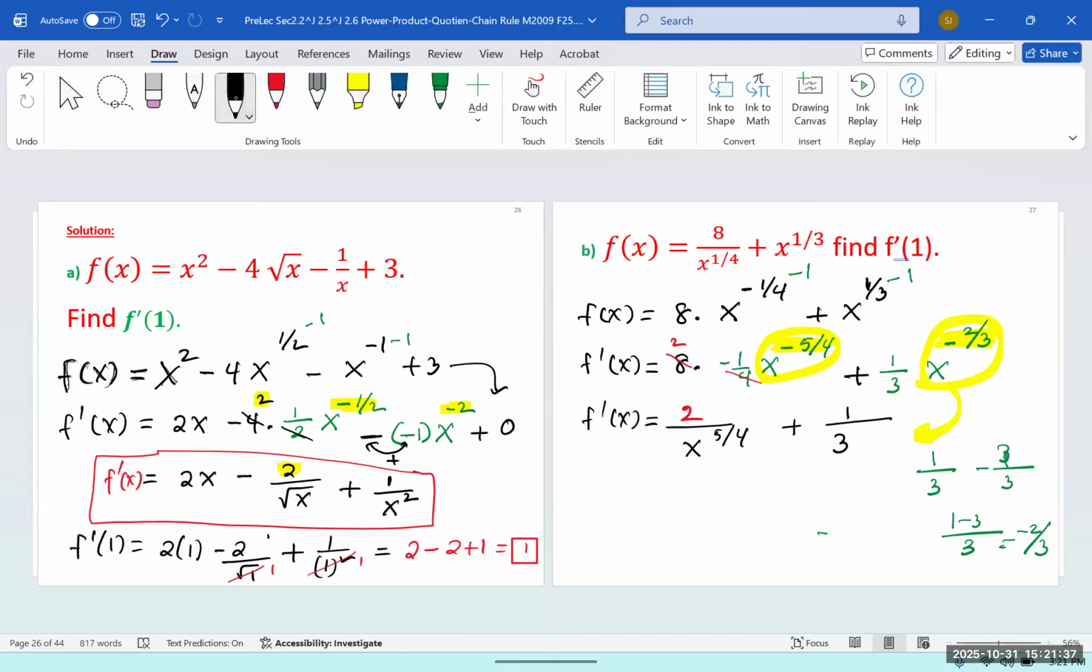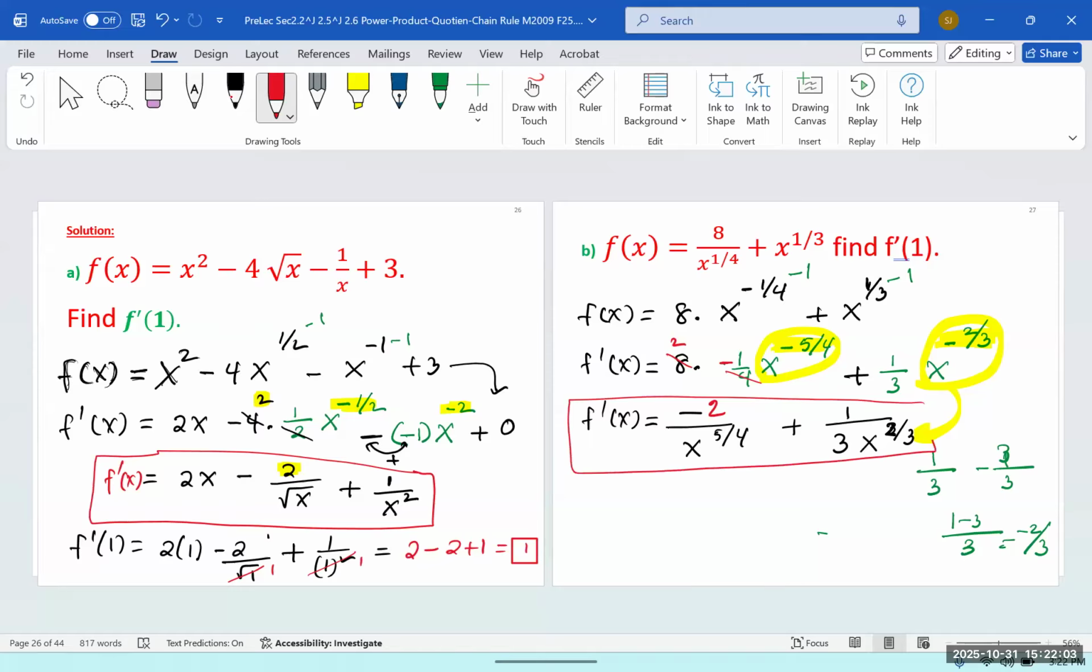Wait, is that not supposed to be negative? Why is it negative? The first one. Yes. Or we can just put the negative on the top. Negative 2, because we have a negative here. So this is the derivative.